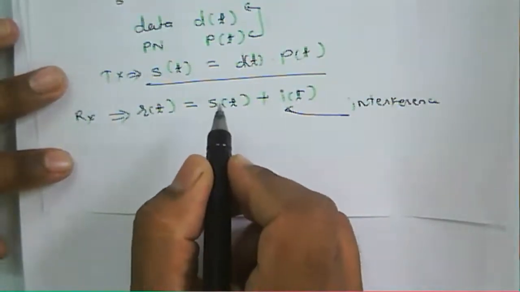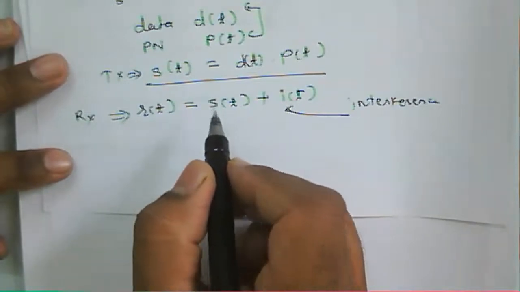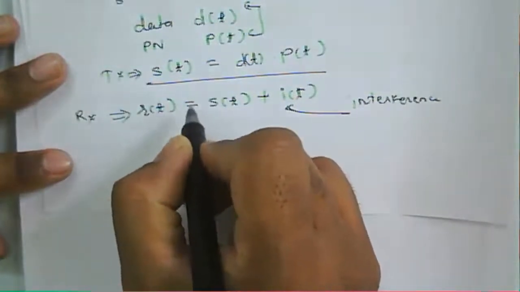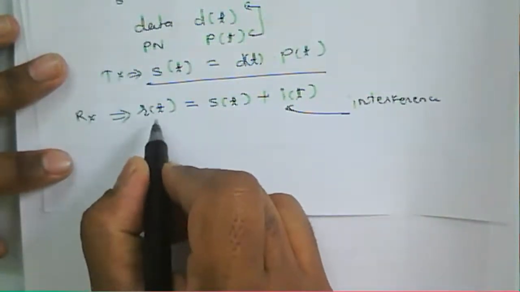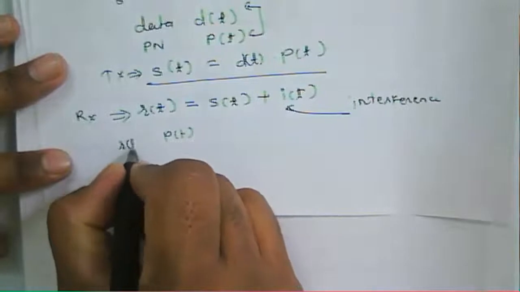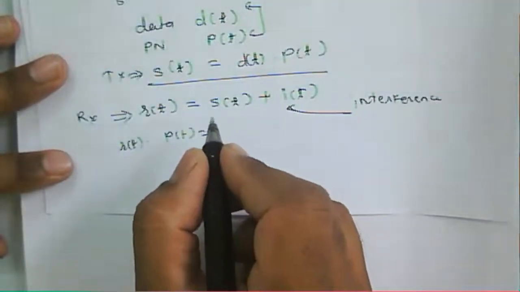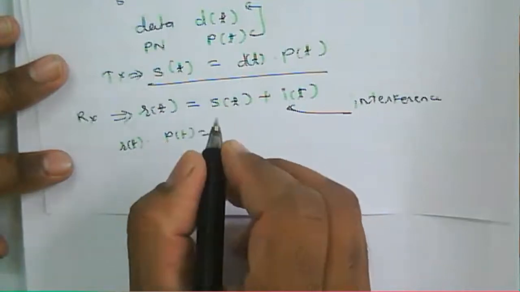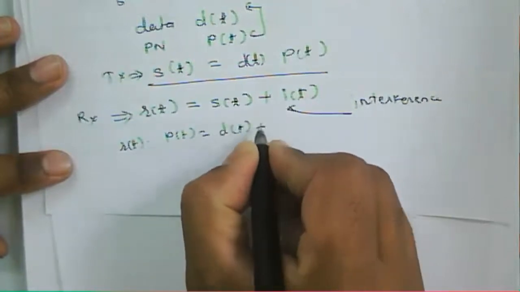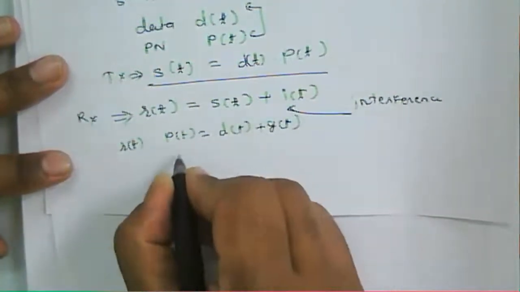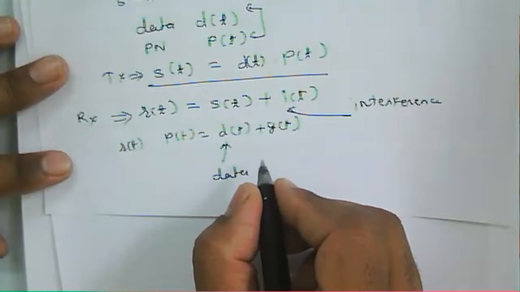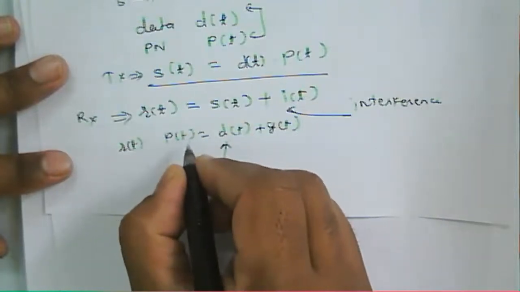So we can see here, a signal R of t is multiplied with a PN signal P of t. So R of t into P of t, then we will get the output of the receiver, that can be D of t plus G of t, and that D of t will be the data, the recovered data after the received signal is multiplied with this PN sequence.